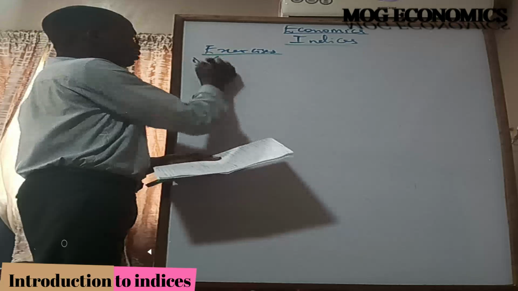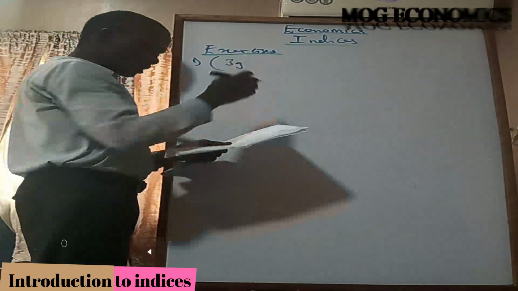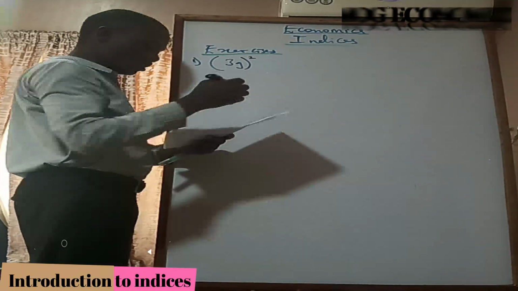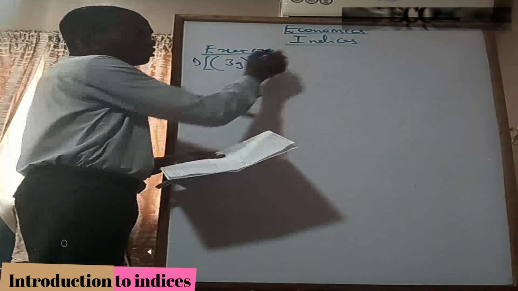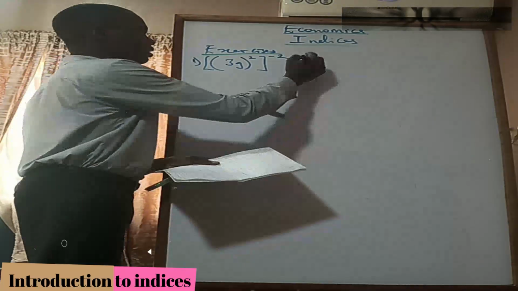You know that thing when your teacher teaches something very simple and gives you a very, very crazy exam? 3g squared, then all of this raised to power minus 2. I know what you're talking about. Oh, yeah. So they're all the same. All our teachers are the same.